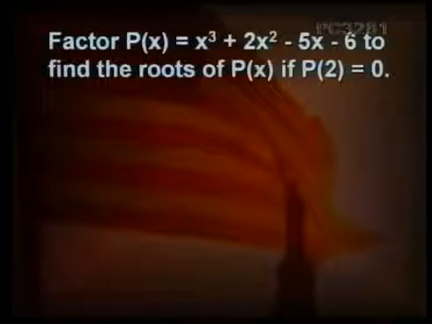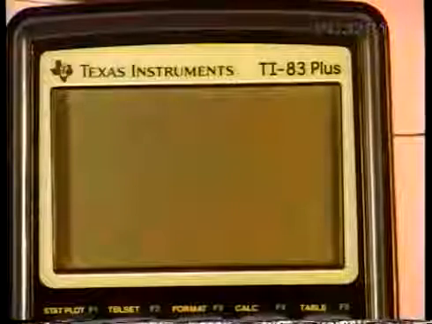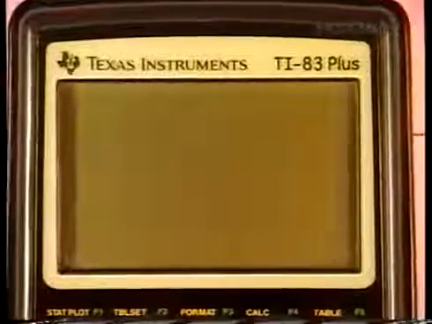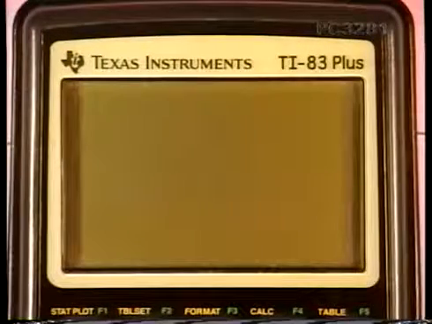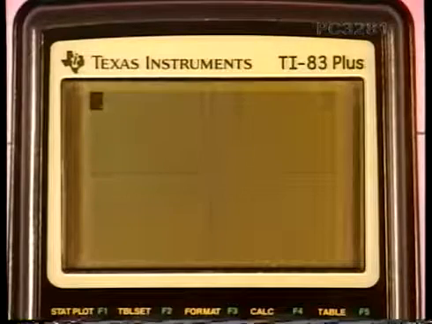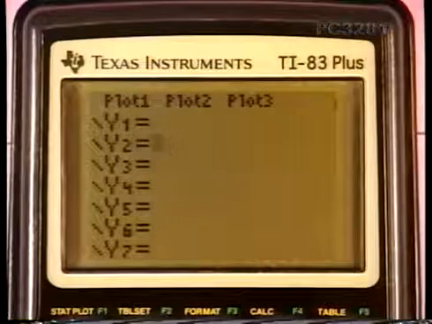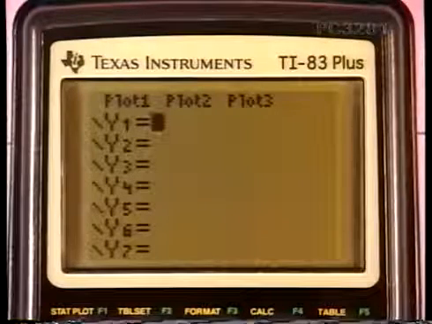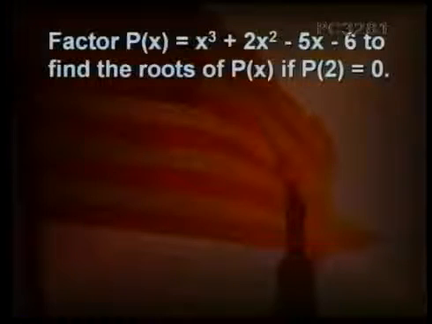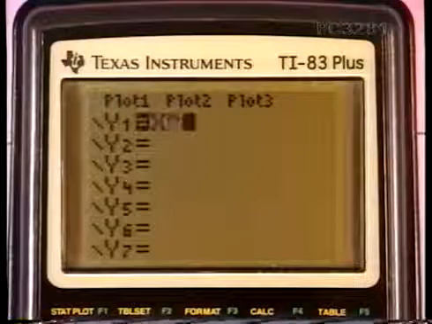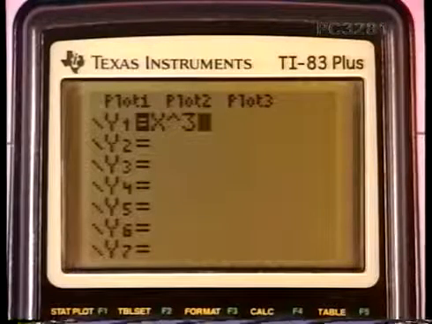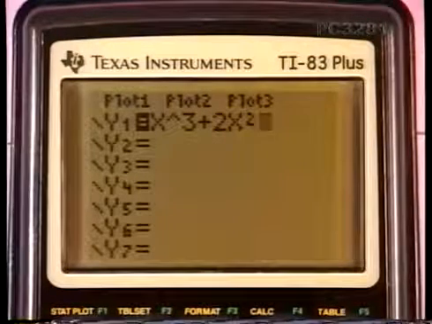And I'm going to do this on my calculator, because I showed you how to do this on your calculator right at the end of class yesterday, but I didn't really have any time, and so I didn't know if somebody might have a question here. If we turn our calculator on and we go to y equals, and let's clear out whatever we have. And if I enter that polynomial, x cubed plus 2x squared minus 5x minus 6.